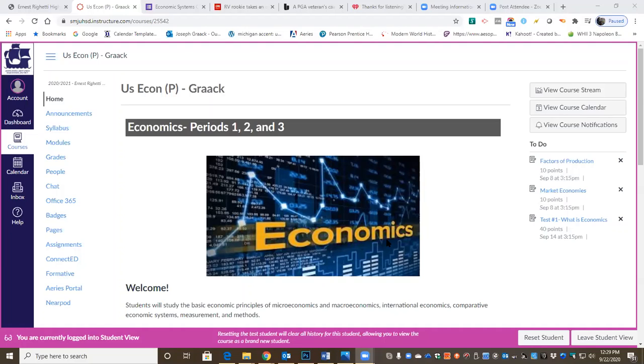So if Canvas shows that you have a B minus and Aries shows that you have a D minus, you really have a D minus. So Canvas is not used for grades, it's just used for the dissemination of information and notification for the purposes there. So that you want to make sure that you are clear on. Any questions on that?